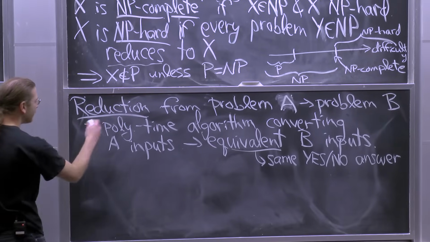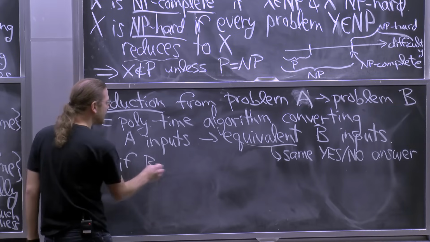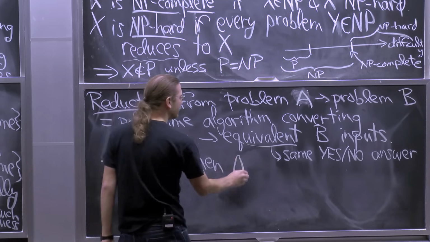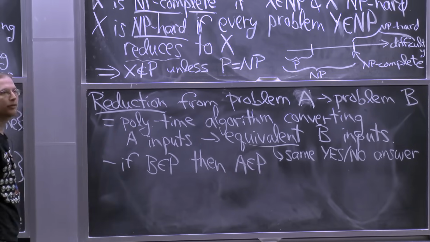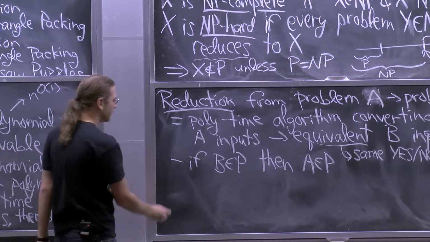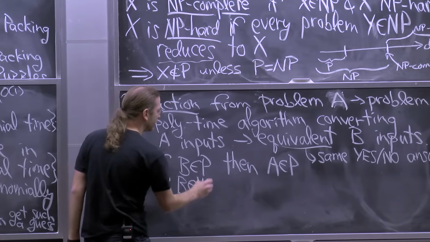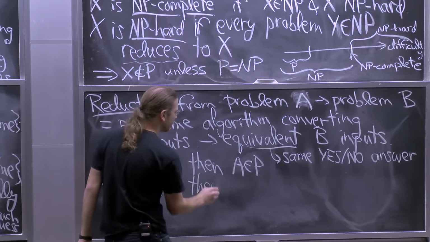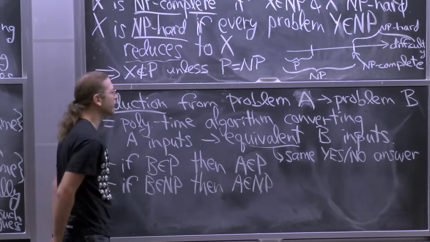Okay, so if you have a reduction like this, and if, say, B has a polynomial time algorithm, then so does A. Because you can just convert A into B and then solve B. Also, this works for non-deterministic algorithms. Okay, not too important.